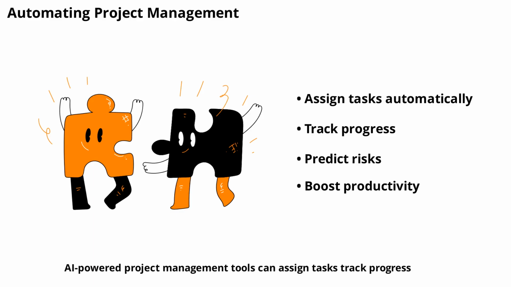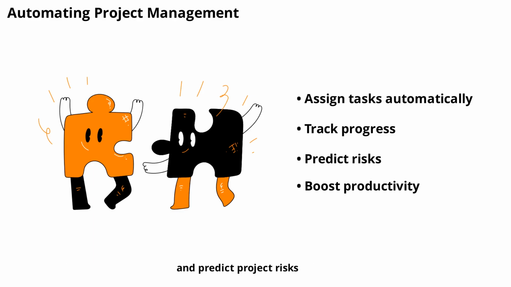AI-powered project management tools can assign tasks, track progress, and predict project risks. Automation helps project managers stay on top of deadlines, allocate resources efficiently, and ensure successful project delivery. This leads to better outcomes and higher team productivity.